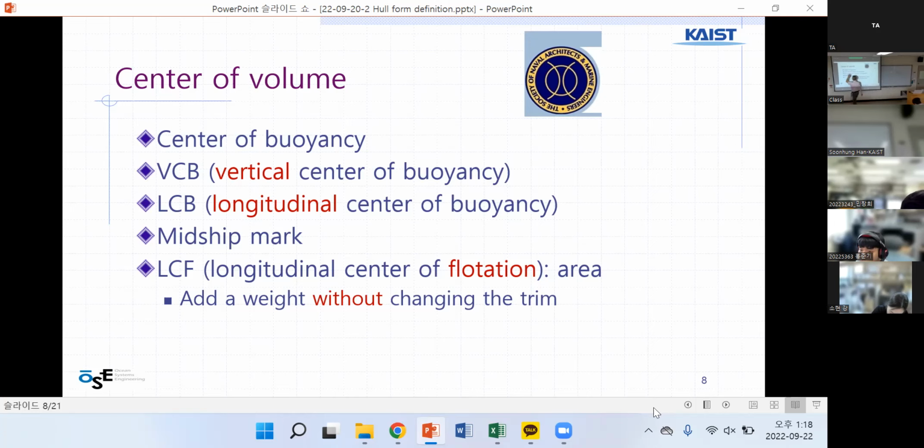And center of buoyancy is for the flotation volume. The buoyancy is the support from the water. This is a 3-dimensional point, XYZ, right? The vertical center is the Z value of this one, and the longitudinal center is the X value of the center of buoyancy. Okay, and this mark is for flotation. This is area, not volume.